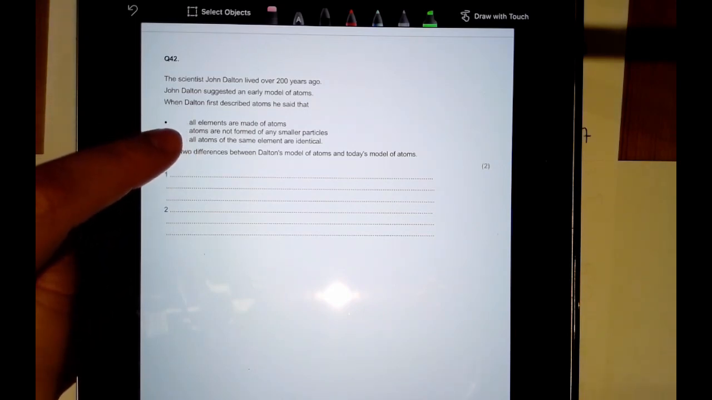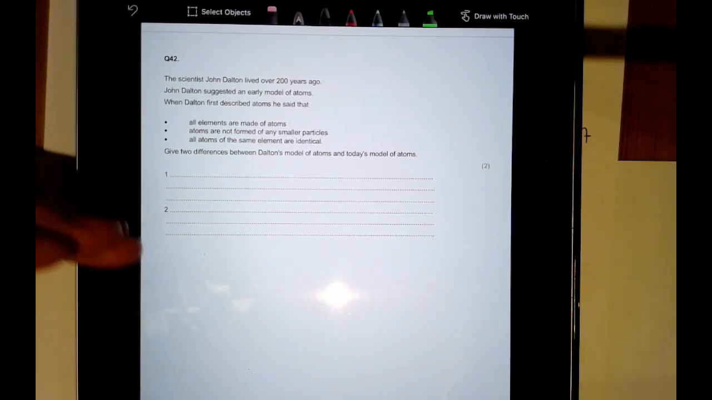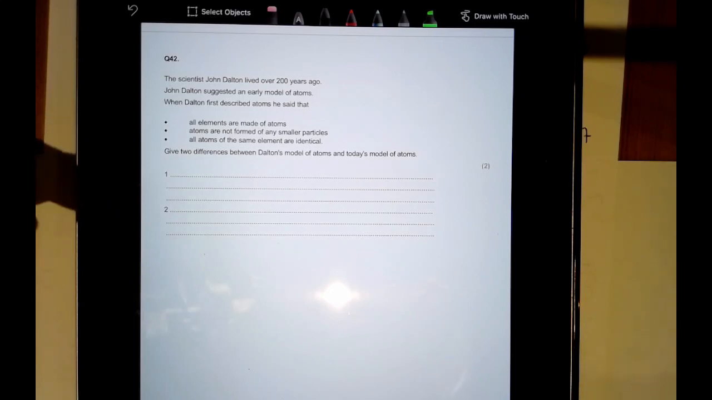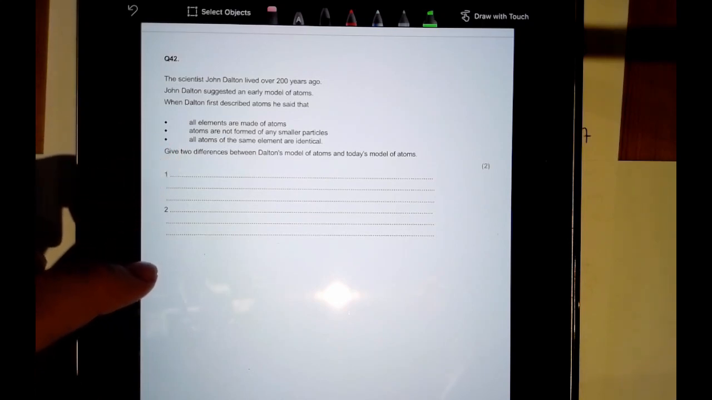Well, the easiest one to talk about is he thought atoms couldn't be formed of anything smaller, that you couldn't break them down. But we now know that atoms are made up of protons, neutrons, and electrons. And if you just write that, they actually count that as 2 different differences. Protons, neutrons, and electrons would actually count as 3 separate marks. So atoms can be broken down into protons, neutrons, and electrons.